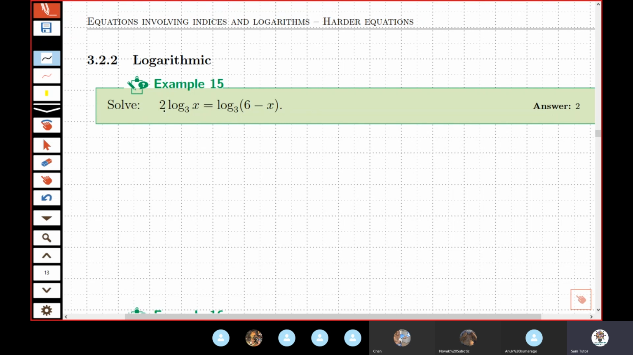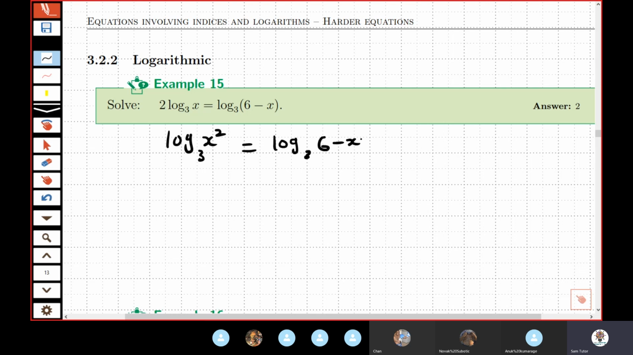Chan, let's start with you. 2 log x sub base 3 equals log 6 take away x sub base 3. Now, eventually we've got to get rid of the logs. Obviously, we don't like the 3's there, and I don't like the 2 there. There's a lot of things we've got to fix up first. So the first bit is going to be this 2. What are you going to do with the 2? Would you bring it on top of the x? Correct. So bring the 2 up as a power.